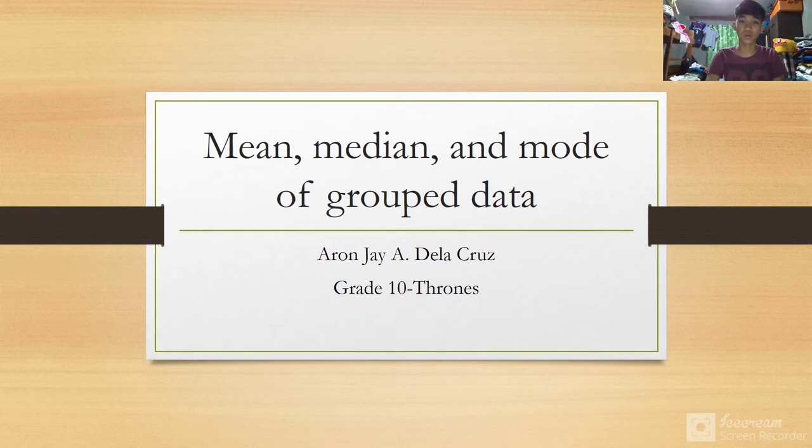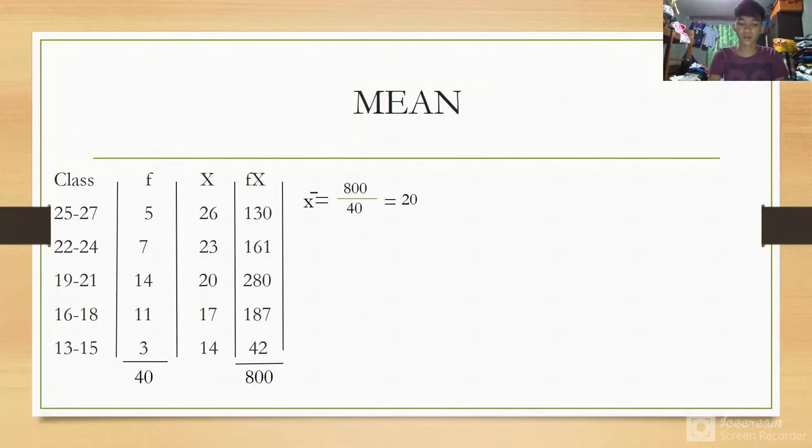So today, we are going to talk about mean, median, and mode for grouped data. These are our examples of mean. First, I add a column for class marks, x. To find the class marks, we add the lower limit and the upper limit, and divide the result by 2.